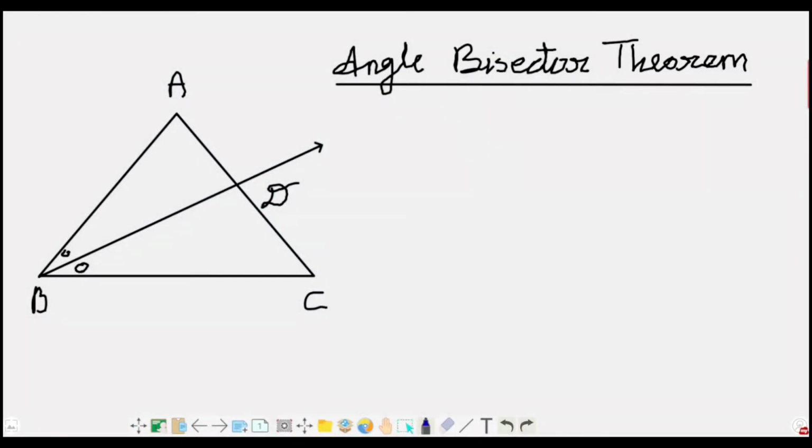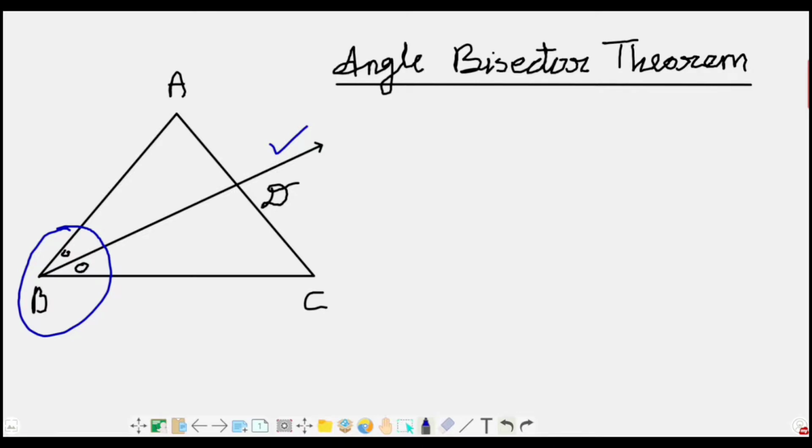Now students, let's discuss the angle bisector theorem. Here I have taken the triangle ABC and BD is the ray which divides this angle B into two equal parts. So BD is the bisector of the angle B, correct? Now according to the angle bisector theorem, this bisector, that is BD, divides the side opposite to angle B in the ratio of the remaining two sides.